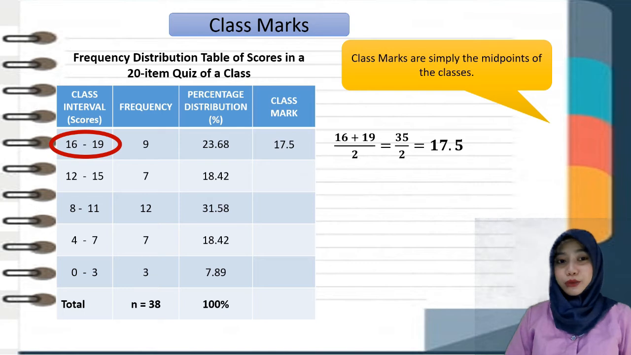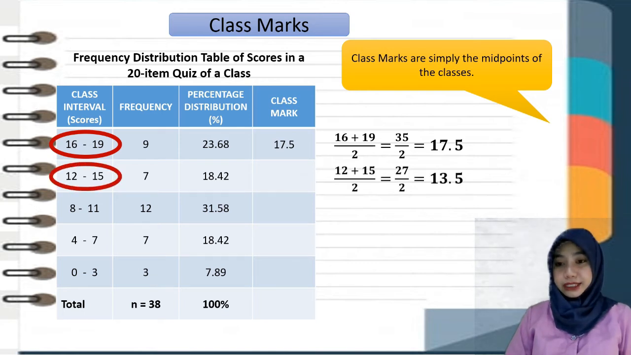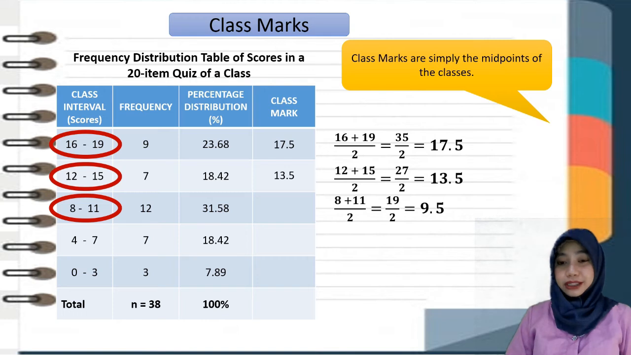Let's proceed with 12 to 15. We will add 12 and 15 and divide it by 2. So 12 plus 15 is equal to 27. Divided by 2, we have 13.5 as the class mark. Next, we have 8 to 11. 8 plus 11 is 19, and then divided by 2 is 9.5.